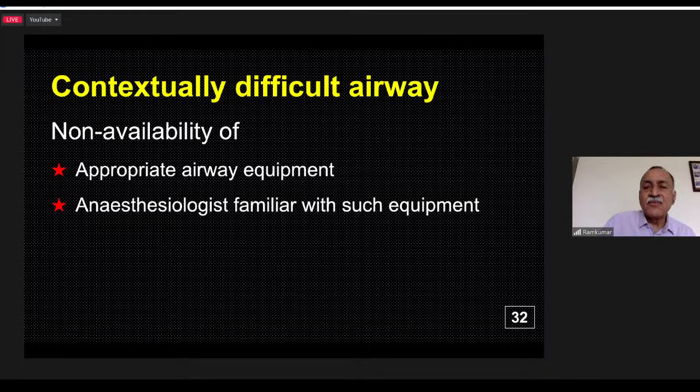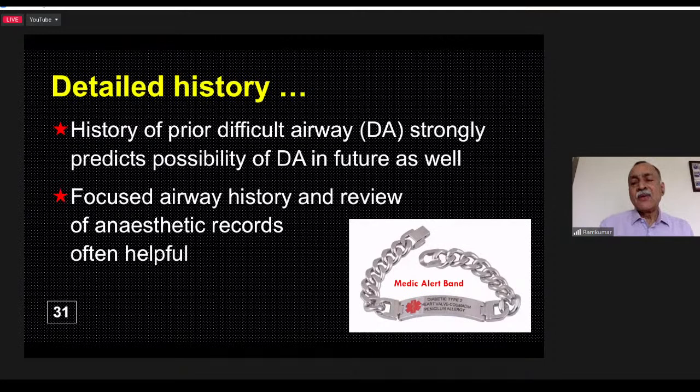So: anatomically difficult airway, physiologically difficult airway, and contextually difficult airway. Another thing that we need to evaluate during a detailed history taking of our patient is a history of previous difficult airway. It always very strongly predicts the possibility of a difficult airway in future as well. So if the patient says that he or she was anesthetized in some other location and they had to back off because of some problem, it'd be a good idea for us to talk to that anesthetist to find out what exactly the problem was.